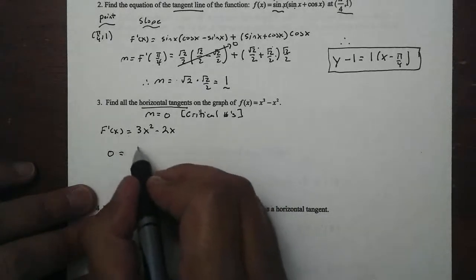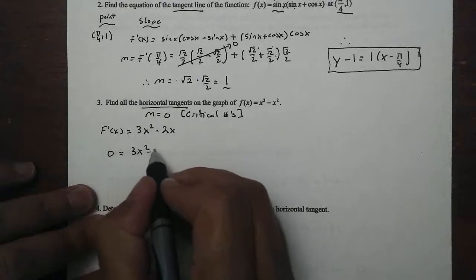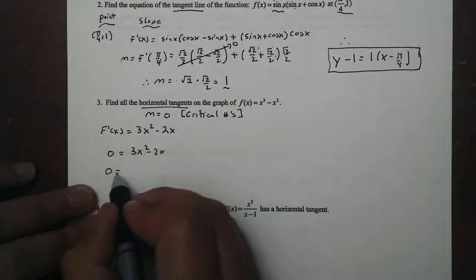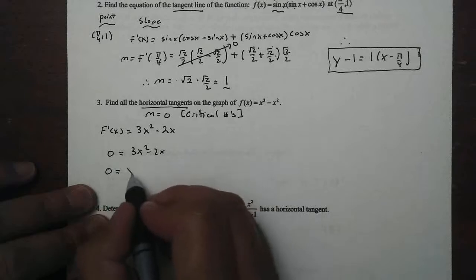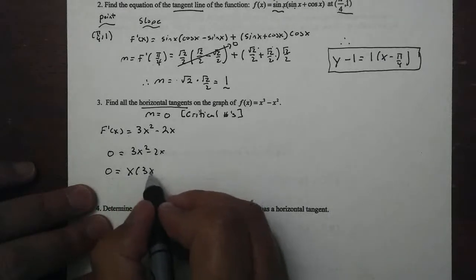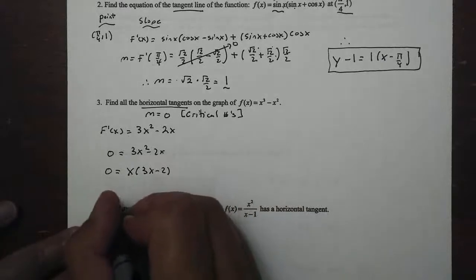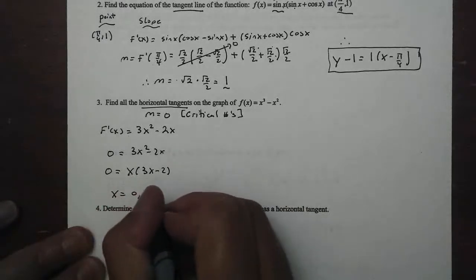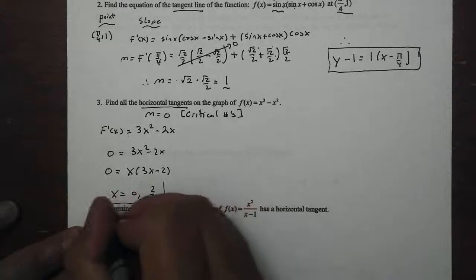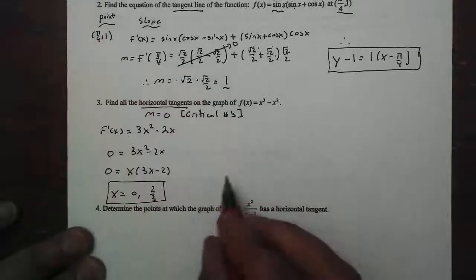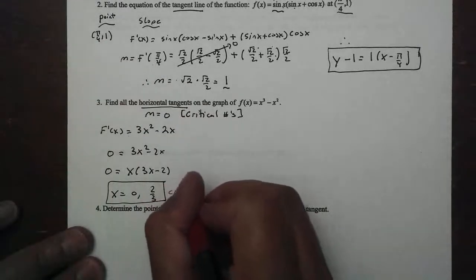Now, I'm going to do a little bit of algebra. You can do your algebra first here. I'm going to just go ahead and write it out. I can factor out an x, and I would get 3x minus 2. And so my critical numbers are x equals 0 and x equals 2/3. These are what we call our critical numbers.